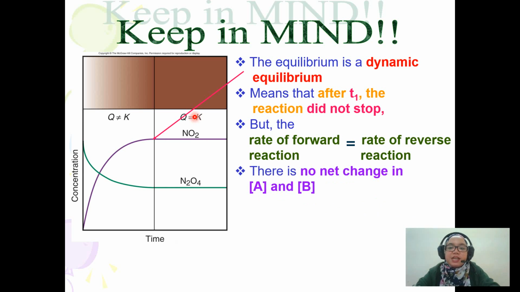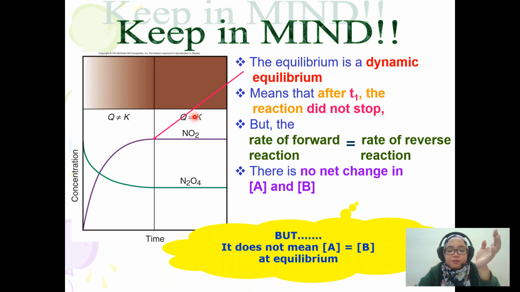So, there is no net change in the concentration of A and B. Why? The rate of forward reaction from A to B is the same as the rate of reverse reaction from B to A. So, there is no change in concentration for both of them, right? Each is the same. So, that is why we say at dynamic equilibrium T1, both forward and reverse reactions are proceeding at an equal rate, or the rate of forward reaction is equal to the rate of reverse reaction. Either one is fine.